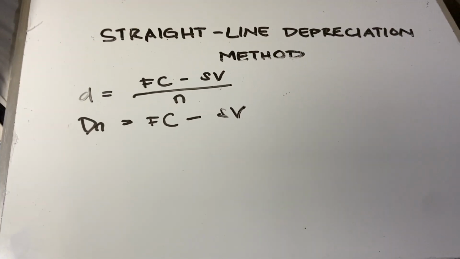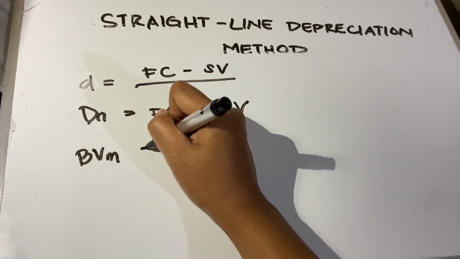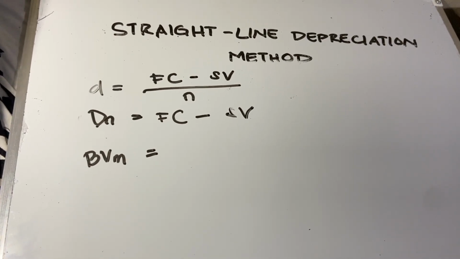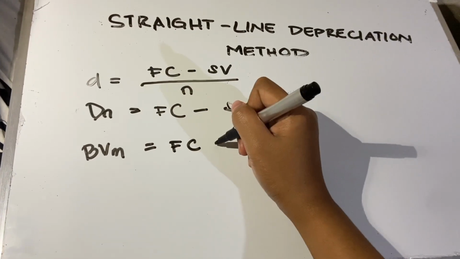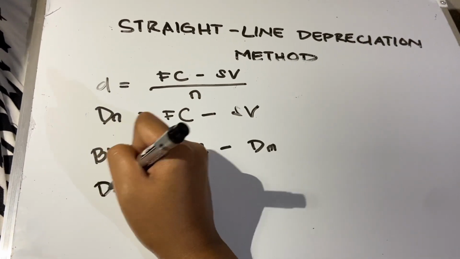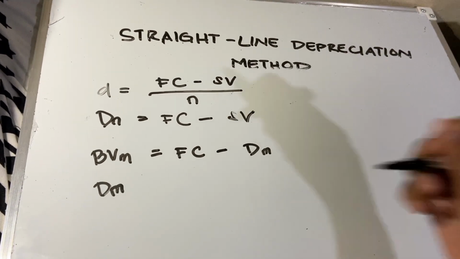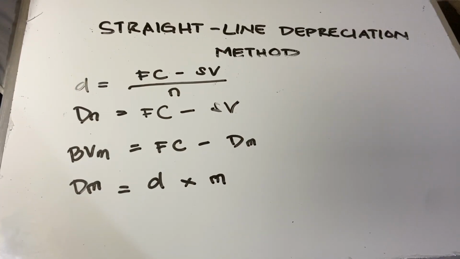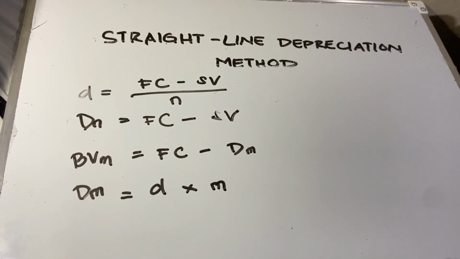And the last one is the book value after M years, or the BVM, which is the asset's remaining value in the company books, calculated as FC minus DM, where DM is the depreciation up to year M, calculated as D multiplied by M. So these are the formulas needed when using the straight line depreciation method.